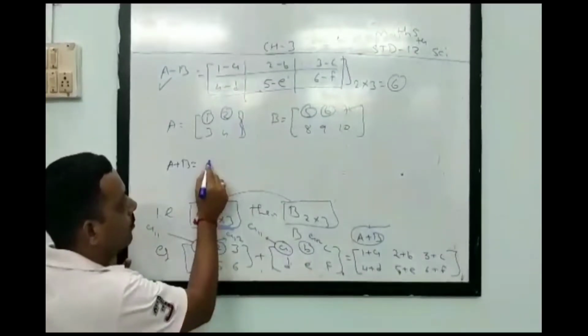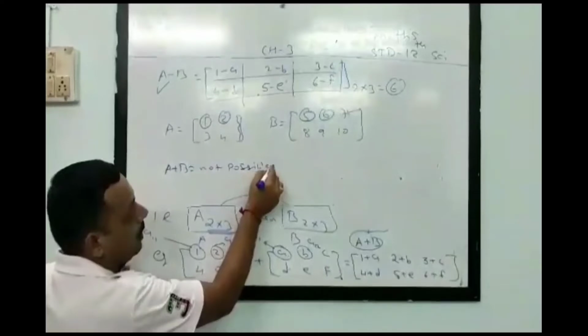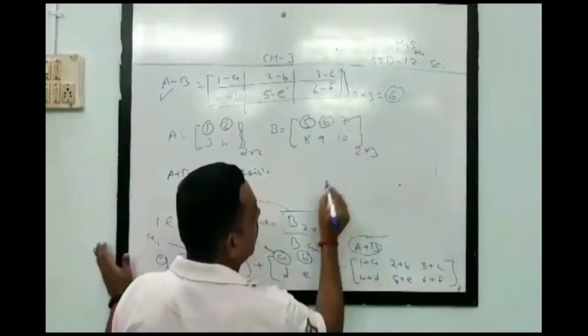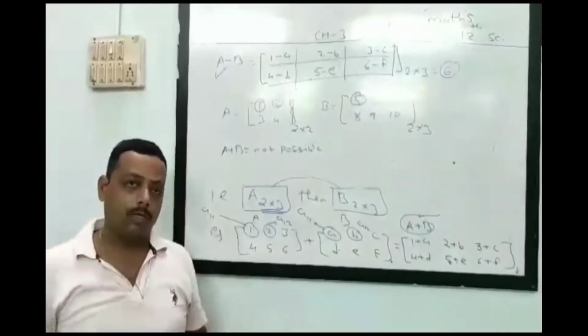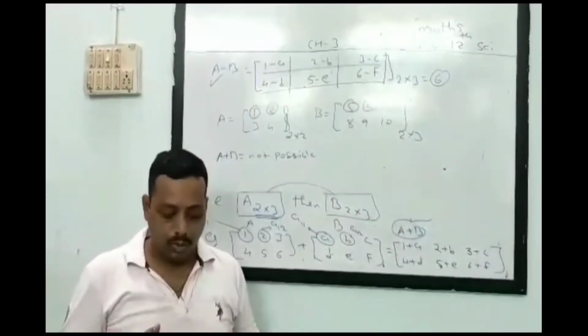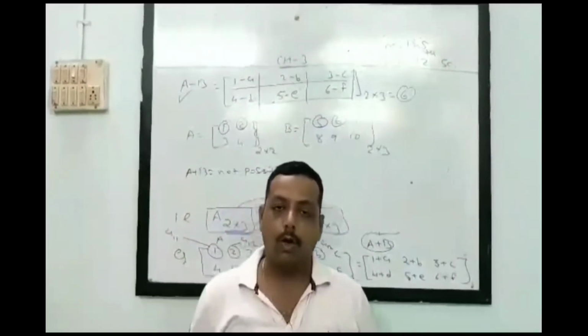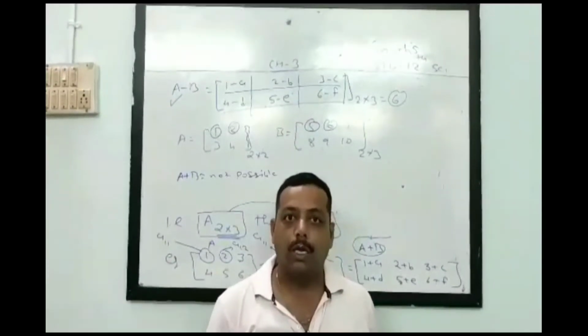So A plus B is not possible to find for this kind of combination because this is 2 by 2 and this is 2 by 3. So what is the necessary condition for addition or subtraction? We have to check whether both matrices have the same order or not. If the order is the same, then only it is possible.